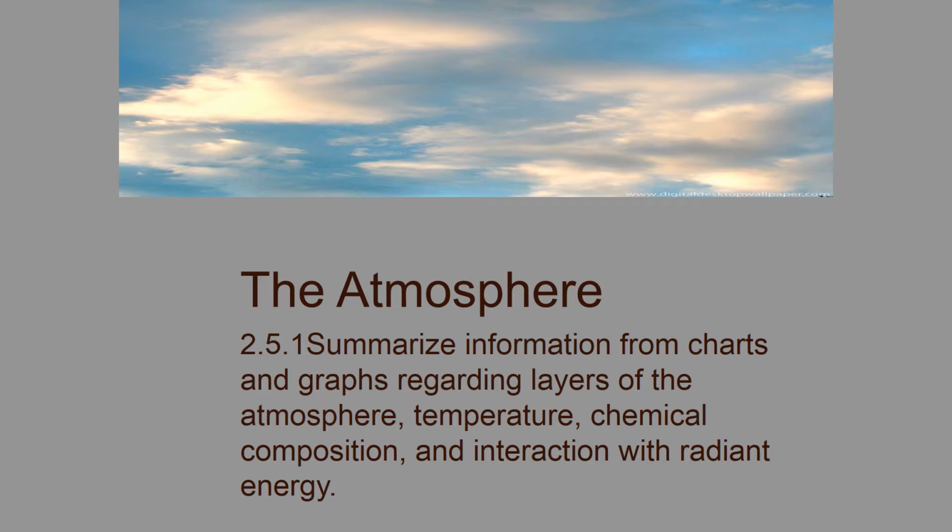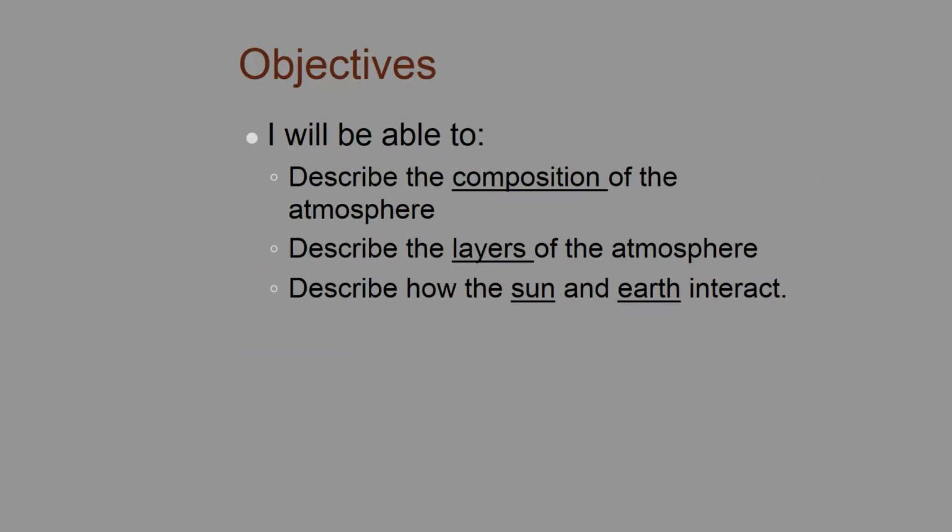Our objective is EEN 2.51. We will summarize information from charts and graphs regarding layers of the atmosphere, temperature, chemical composition, and interaction with radiant energy. The purpose is to make sure you understand the composition of the atmosphere, understand all the layers of the atmosphere, and how the sun and Earth interact and have a relationship.